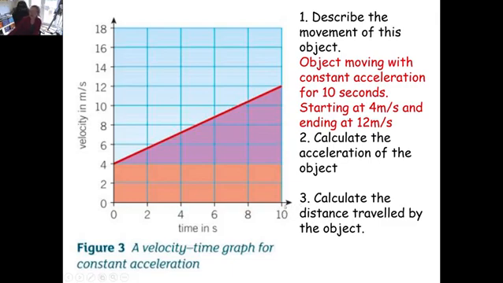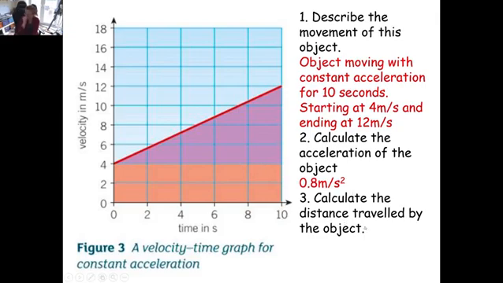So if you calculate the acceleration of this object, you should find you get a value of 0.8 meters per second squared. Final velocity was 12, initial velocity was 4, so the difference is 8 meters per second divided by 10 seconds, which gives you 0.8 meters per second squared.